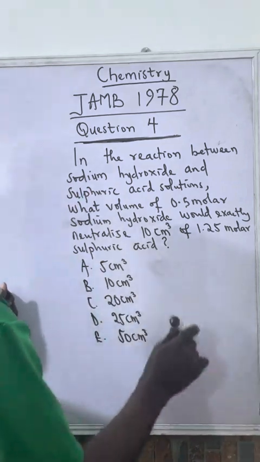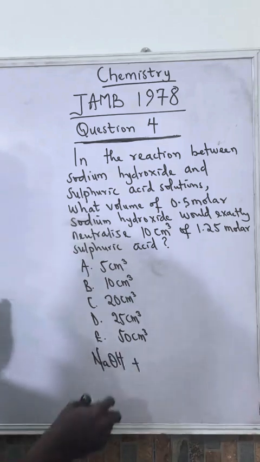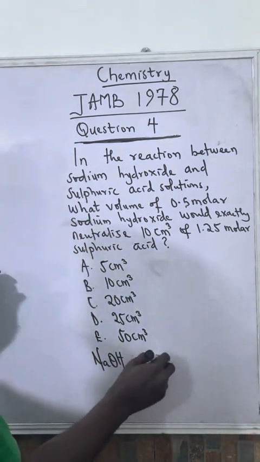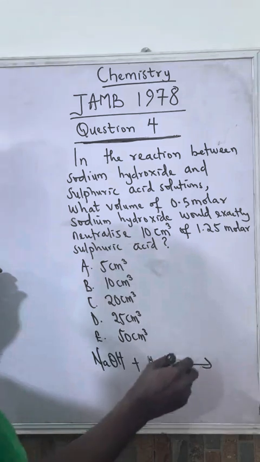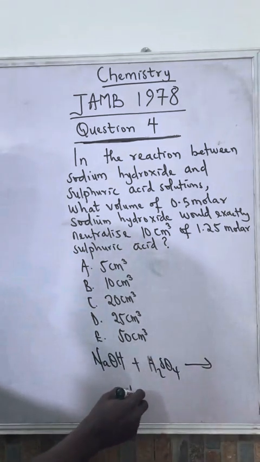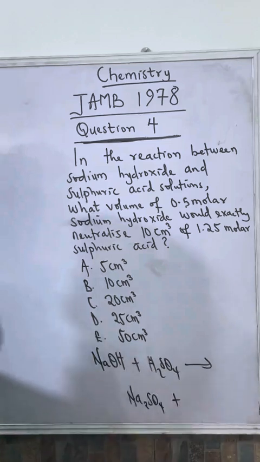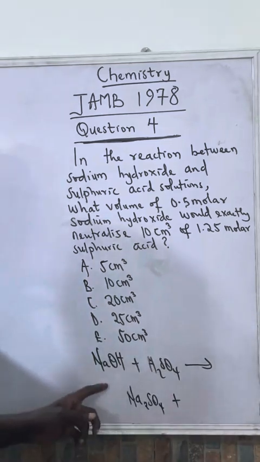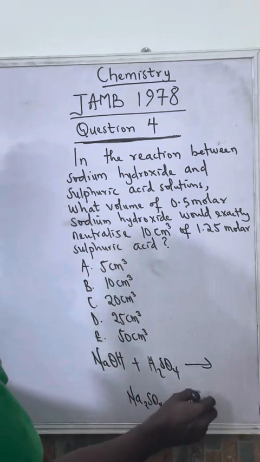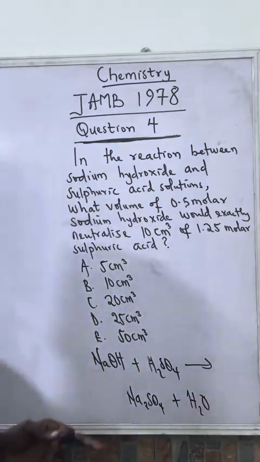Let me write it down here as NaOH plus sulfuric acid, that's H2SO4. This will lead to the production of sodium tetraoxosulfate(VI), that's Na2SO4, plus water, because when a base reacts with acid, water will be formed. So that's a neutralization reaction. Now we check, is this equation balanced?